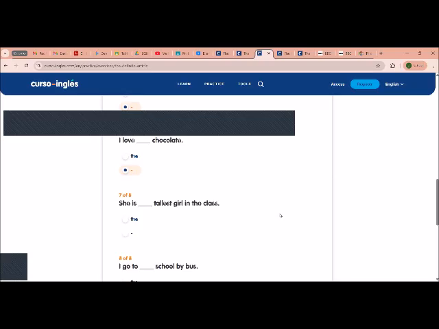She is the tallest girl in the class. Okay, think about a classroom. You have many girls. So if you talk about one, that's specific. When we look at superlative forms or ordinal forms, then you use the to specify which one in the group occupies a certain grade.